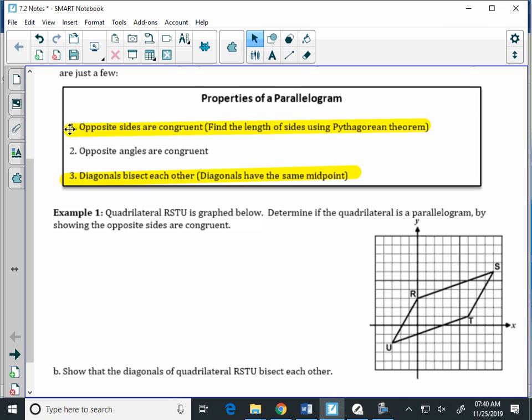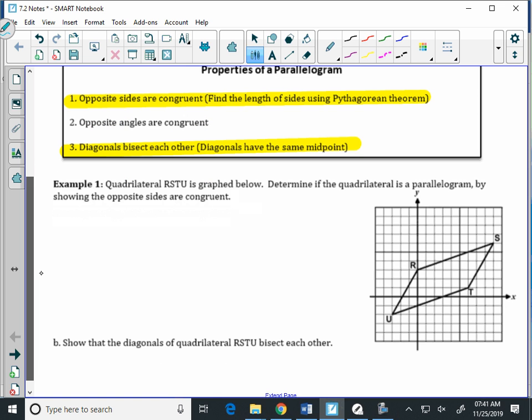So if we take a look at example 1, it says quadrilateral RSTU is graphed below. Determine if the quadrilateral is a parallelogram by showing that the opposite sides are congruent. Okay. There are other ways to show that that's a parallelogram, but you have to go based off of the directions they're asking you to do. So the directions they're asking you to do are to show that opposite sides are congruent, so we have to show that opposite sides are congruent. You can't just make up your own method.